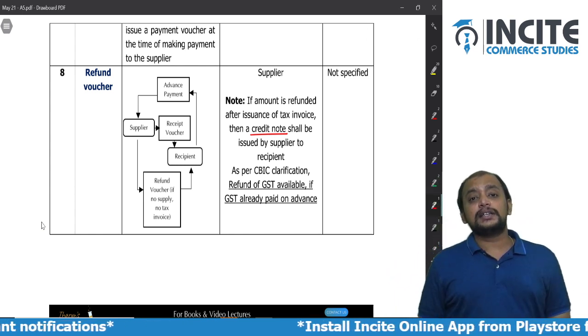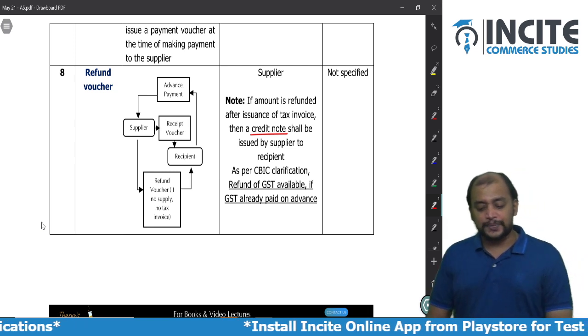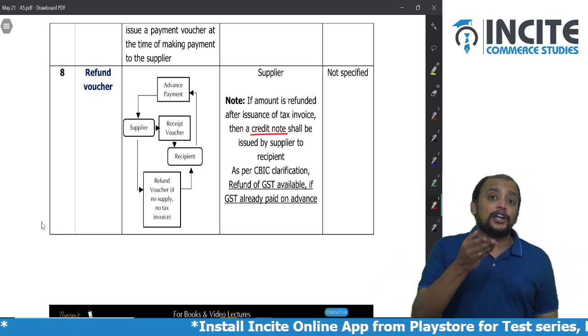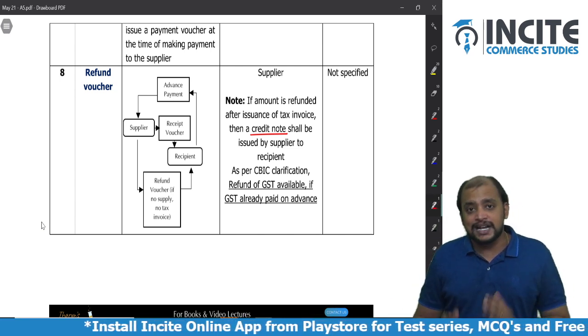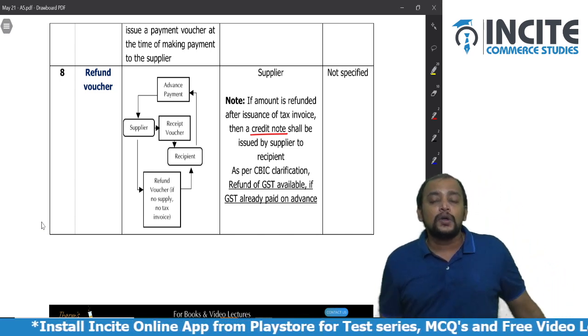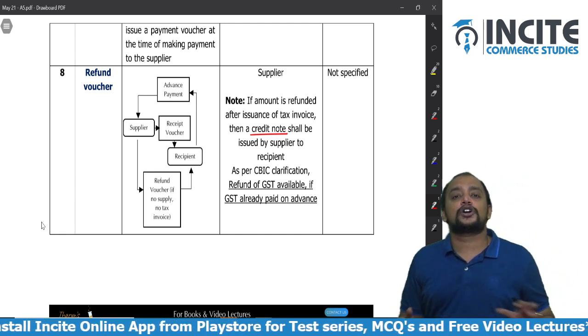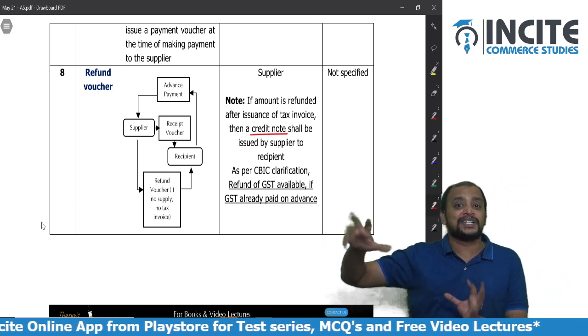Then, there is a CBIC clarification which says that if GST is already paid on advance and we are giving a refund voucher, can we get a refund of the GST paid? Yes. Because in case of services, what will be taken as the time of supply? The date on which payment is received or the date of invoice, whichever is earlier.